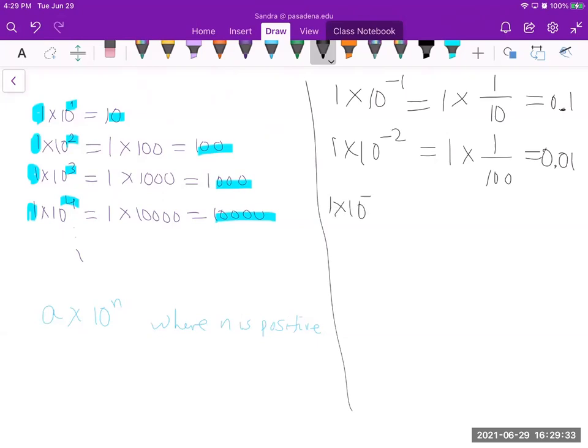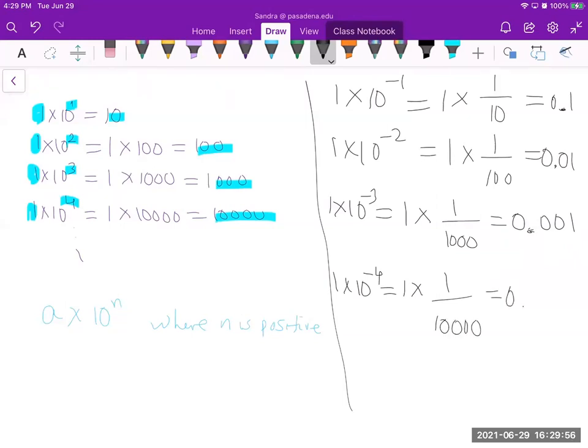1 times 10 to the negative 3. This will be 1 times 1 over 1,000. This is equal to 0.001. 1 times 10 to the negative 4. This is equal to 1 times 1 over 10,000. This is equal to 0.0001, etc.